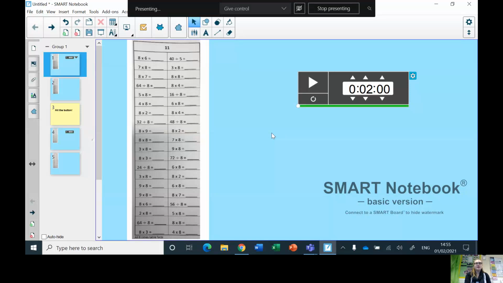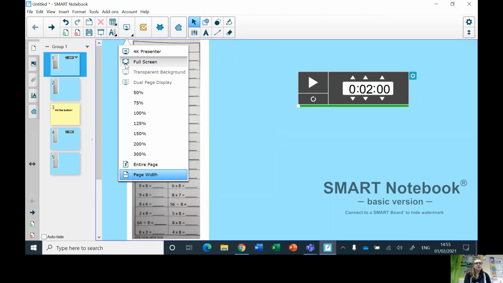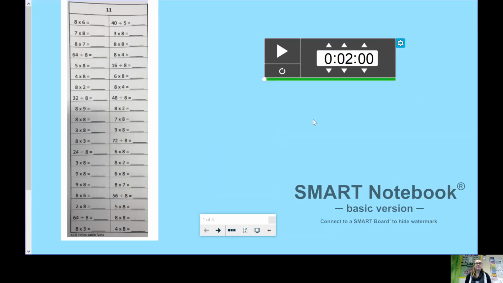Okay, 8 times table booklets, and we are doing test number 11. When you turn to test 11, I'm just going to swap my screen over so that you will be able to see the test as well. So here we go. I'm just going to put it on full screen for you. There you go. Right, test number 11. I'm giving you 2 minutes. Off you go.